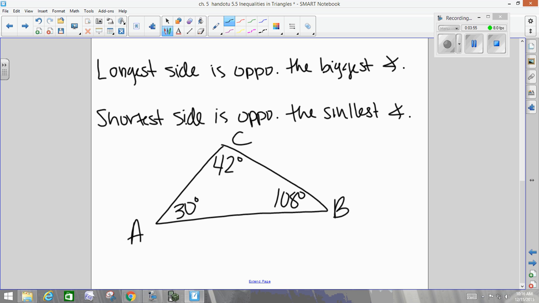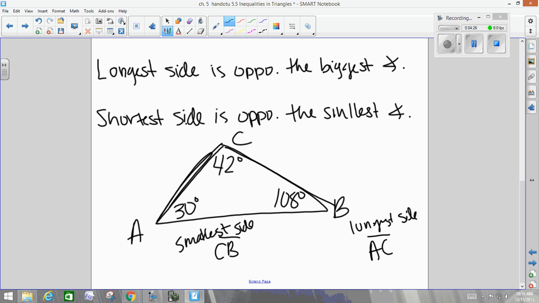Since angle A is my smallest angle, which side should be the shortest one? CB. The smallest angle is always across from the smallest side. So I would know that CB is my smallest side or shortest side. B is 108, my biggest angle. So which one's going to be my longest side? AC. Biggest angle is opposite of the longest side. Smallest angle is opposite of the shortest side. Again, I didn't draw it to scale, but that's what those two theorems say. And then obviously the one in the middle goes with the side that's in the middle between the other two.